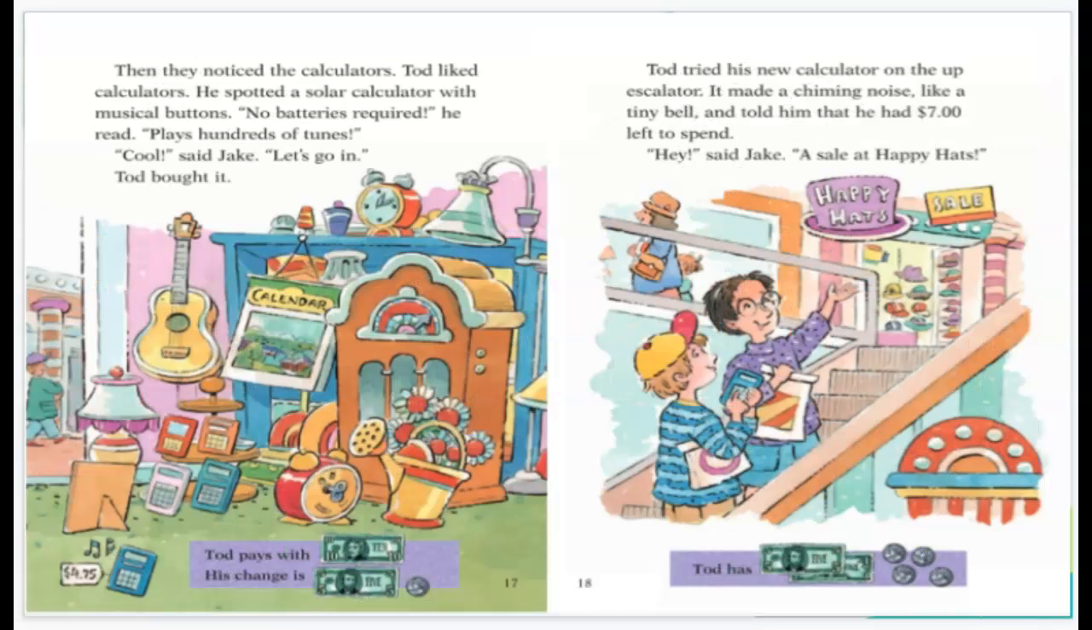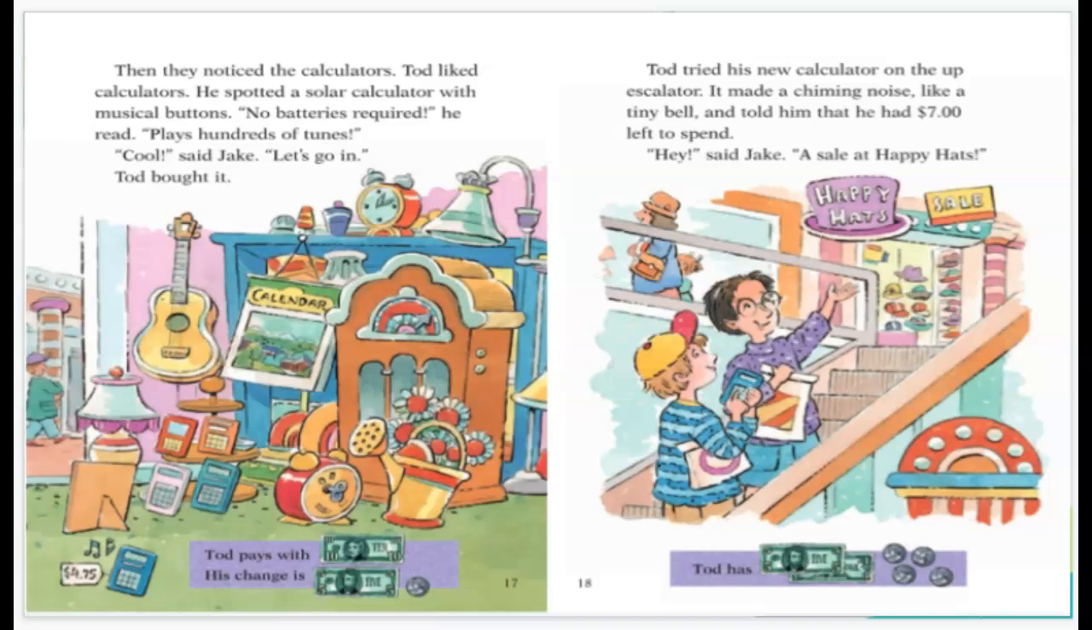Then they noticed the calculators. Todd liked calculators. He spotted a solar calculator with musical buttons. "No batteries required," he read. "Plays hundreds of tunes." "Cool," said Jake. "Let's go in." Todd bought it. So the calculator costs $4.75. Todd pays with a 10. His change is $5 and a nickel.